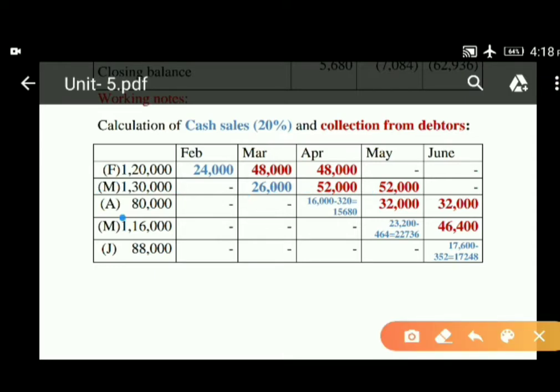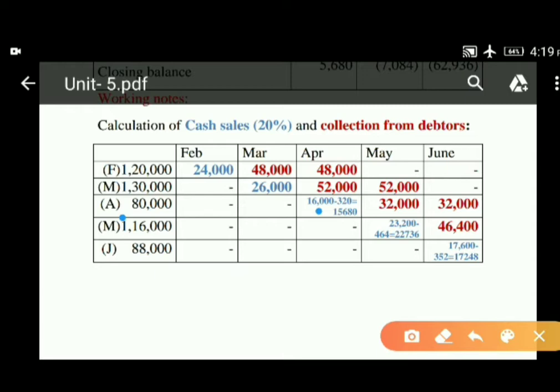April sales are rupees 80,000. So 80,000 into 20%, that is 20% are the cash sales. So 80,000 into 20 means that is 16,000. Okay, here the cash sales are 16,000 in the particular month of April. So what about credit sales? Here 80,000 minus 16,000 is 64,000. So here the credit sales are 64,000.